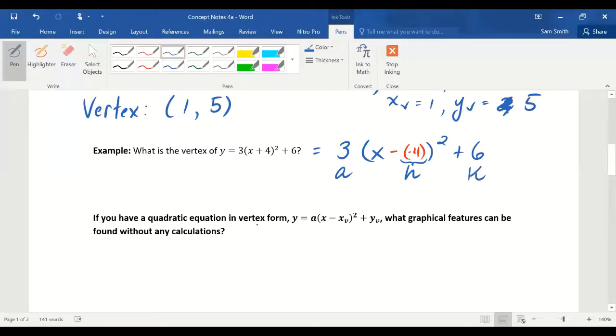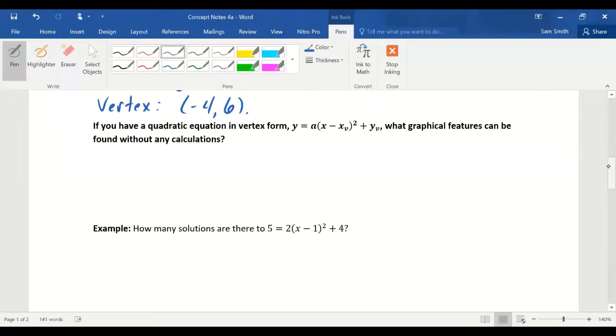So what is the vertex? The x-coordinate of the vertex is exactly the same thing as the h from vertex form, and the y-coordinate of the vertex is exactly the same thing as k from vertex form. And so the vertex is the ordered pair, x first, y second: negative 4, 6. No calculations required. If you have a quadratic equation in vertex form, there are two graphical features that you can find without doing any calculations or algebraic work.